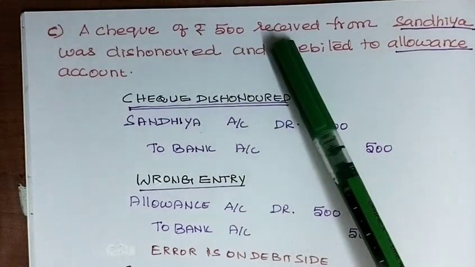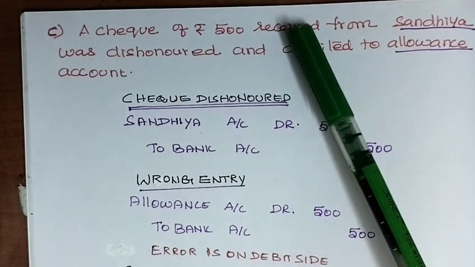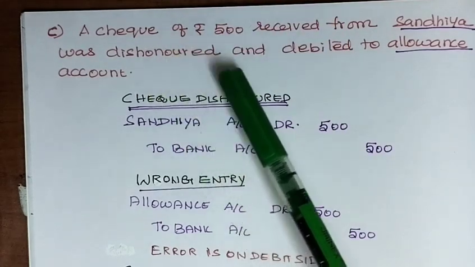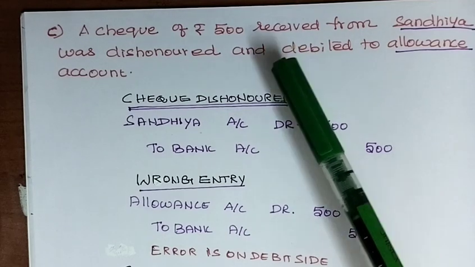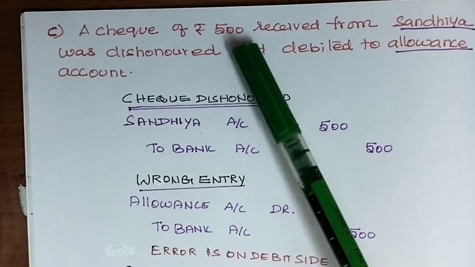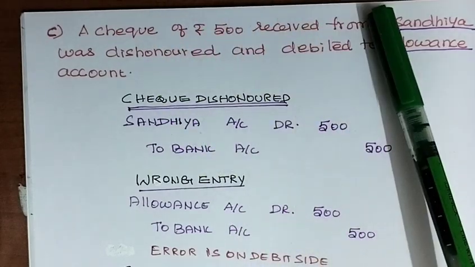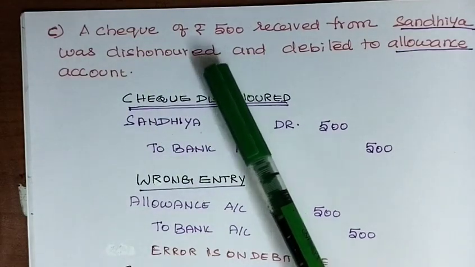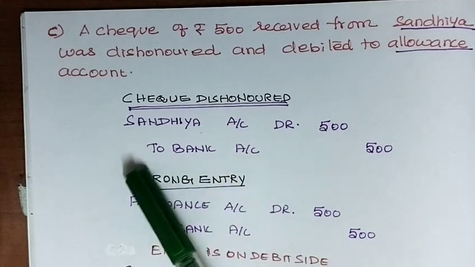When you received the cheque, for example, bank account comes in. So bank account debited to Sandhya account, okay? So bank account debit to Sandhya account. After depositing the cheque, once the cheque was dishonoured, bank account goes out, okay? So bank account credited.